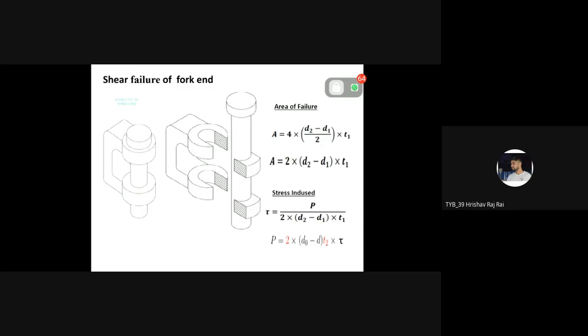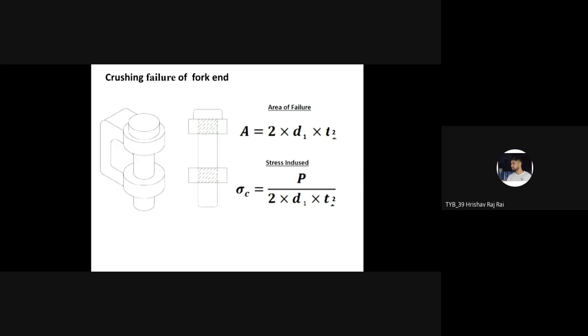Now here, somewhat of a confusion is there in t1 and t2. Basically we have used t2 as the convention nomenclature for the thickness of the fork side, and t1 we have used for the eye section, single eye section. So the final formula is correct. That is P is equal to 2 into d0 minus d into t2 multiplied by shear stress. And this shear stress value, we have to check whether it is less than the design shear stress value.